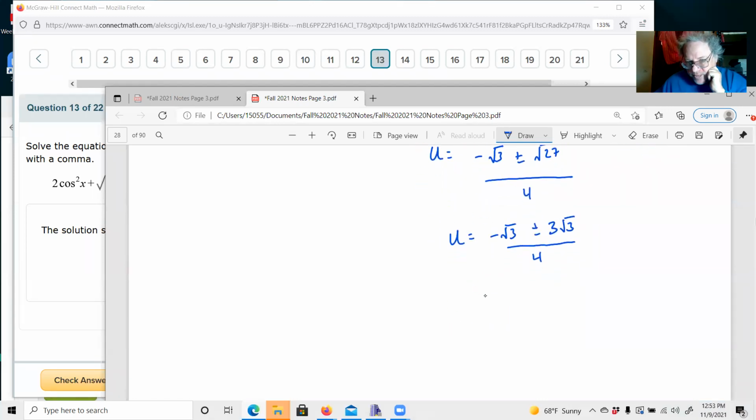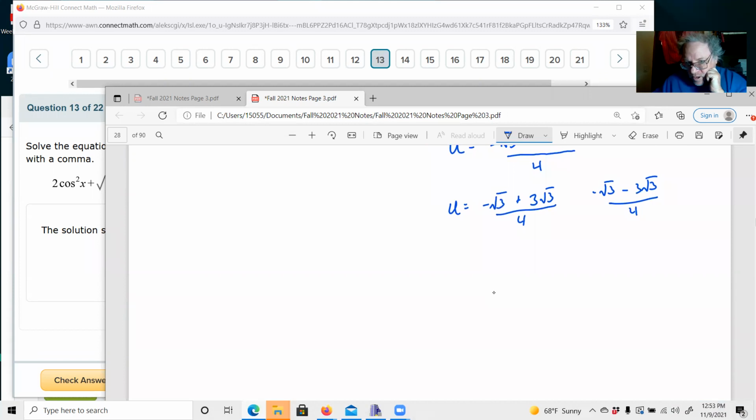So let's break this into two pieces now. We've got u is equal to negative root 3 plus 3 root 3 over 4, or negative root 3 minus 3 root 3 over 4. Okay, negative 1 root 3 plus 3, that is 2 root 3 over 4. And a negative 3 minus root 3, right? So that's going to be negative 4 root 3 over 4. Okay.